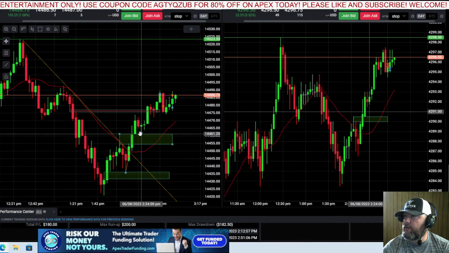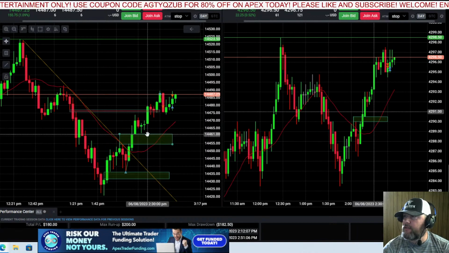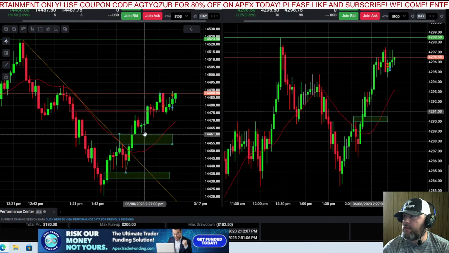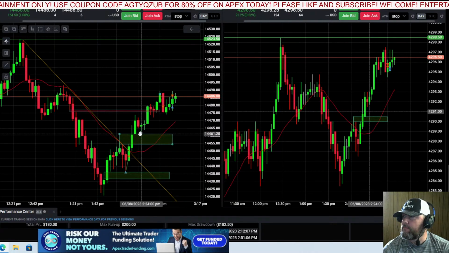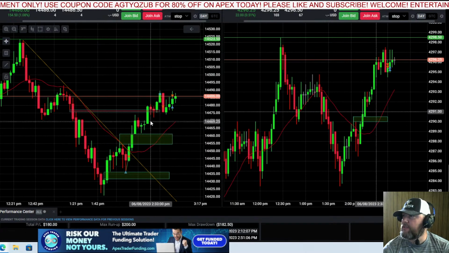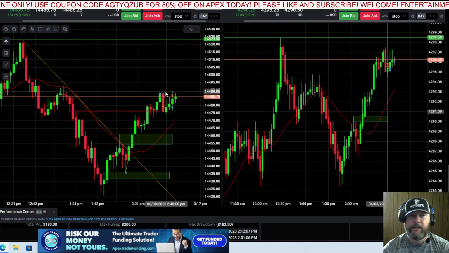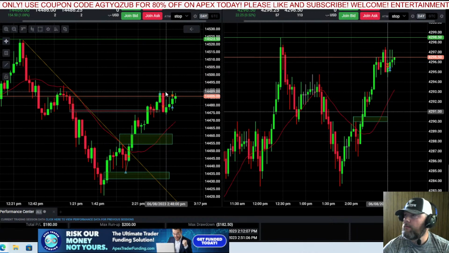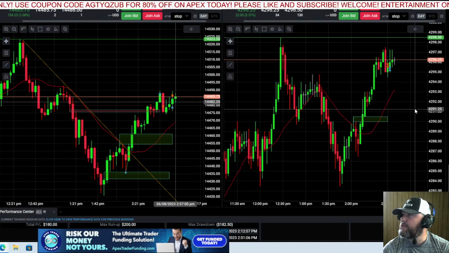Created another fair value gap. Almost traded back into the gap. One tick from it. Could have still taken that entry. Even if we took this worst entry at 61, you can see this traded all the way up to 89. So almost a 30 handle move off that setup there.